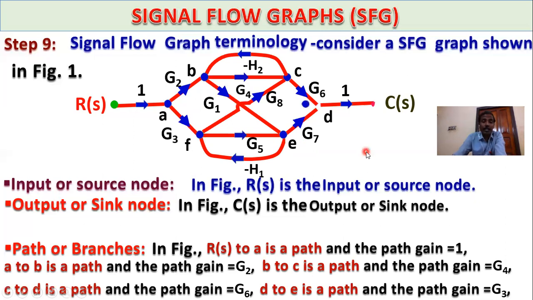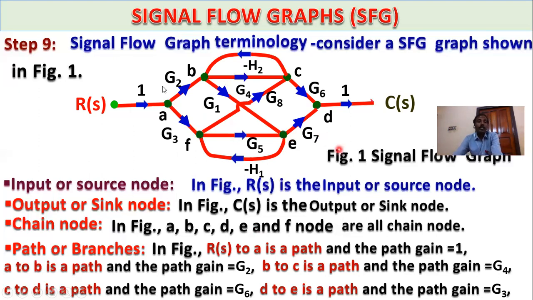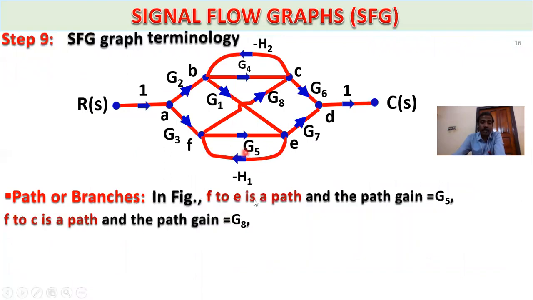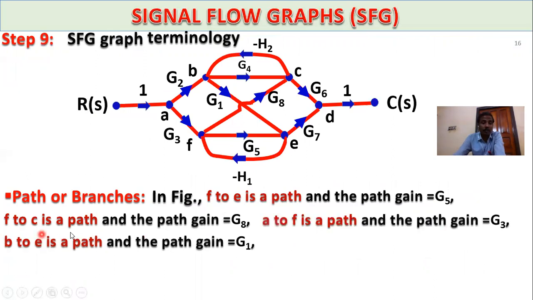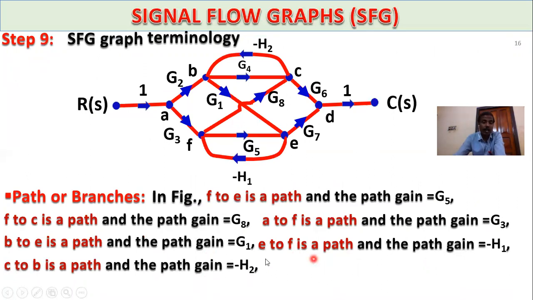A, B, C, D, E, F are all chain nodes. So this is the basic idea of signal flow graph terminology. Again, F to E is a path with gain G5, and F to C has path gain G8, A to F has path gain G3, and B to E has path gain G1. E to F has path gain minus H1. Similarly, C to B has path gain minus H2. So, thank you.